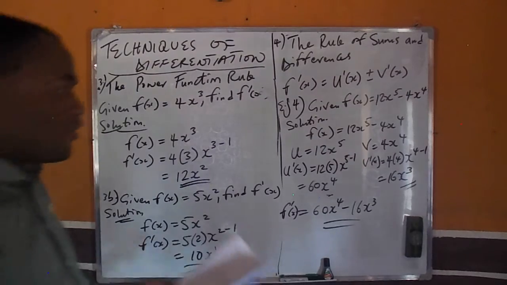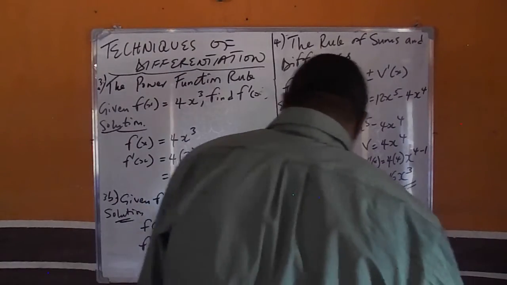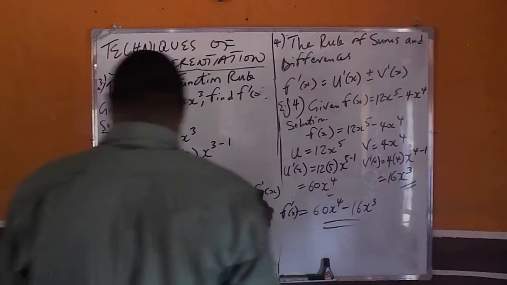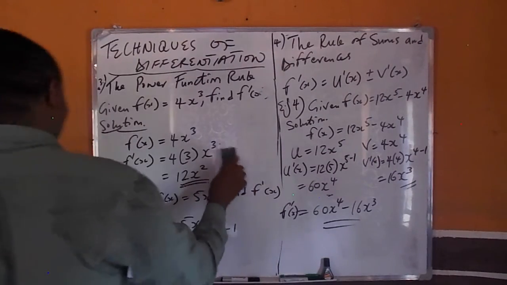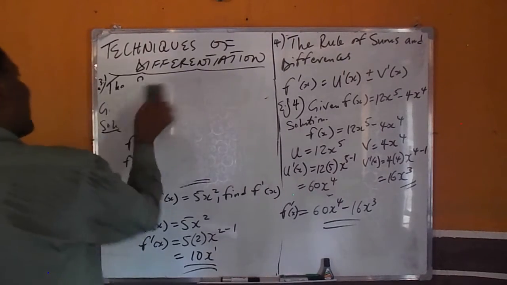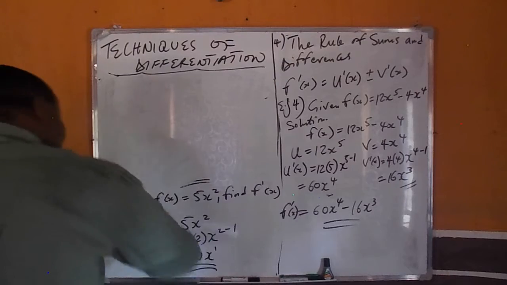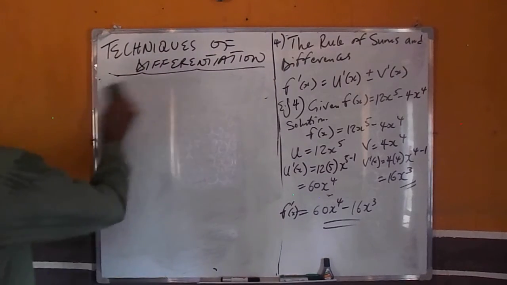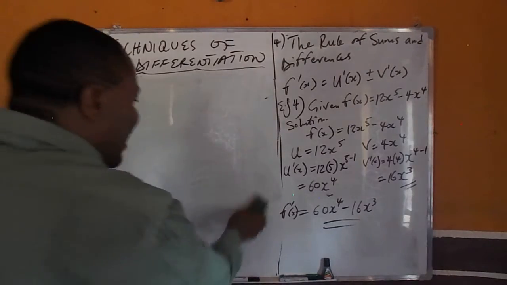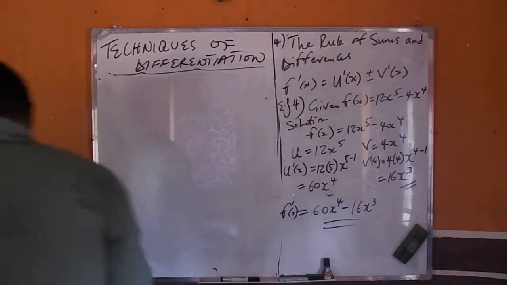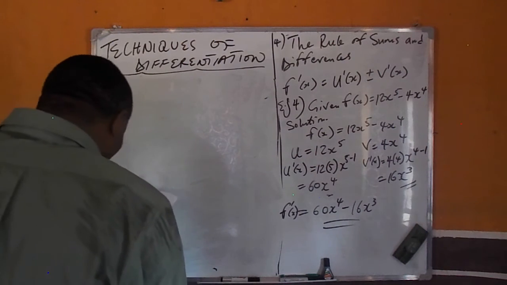Now we move to the product rule. Before going to the product rule, in these sums and differences, what if we are having both sums and differences in a particular question? How do we solve that?